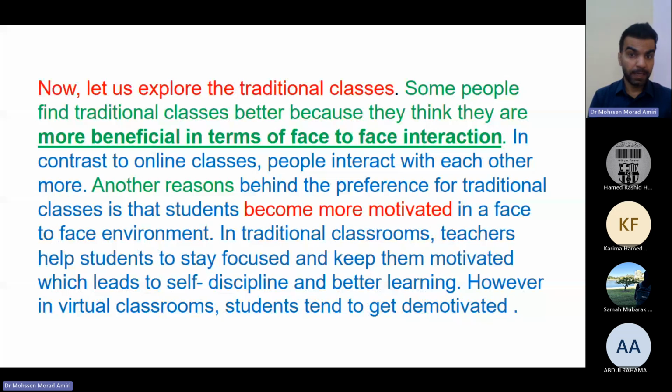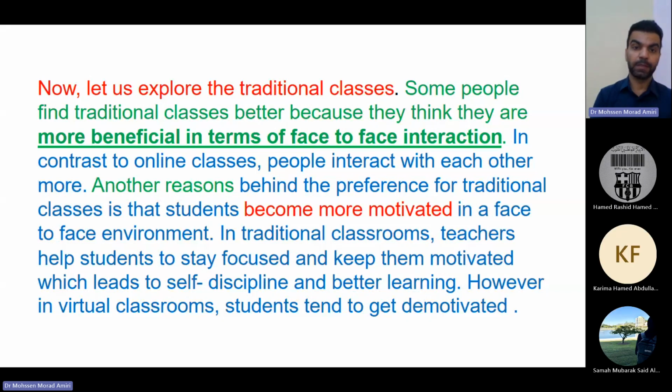But in traditional classes, no. You can interact, communicate with teachers, with your students. You can stand and give presentations in front of teachers, in front of students. You can make fun. You can do a lot of things. So this is, for example, the reasons for traditional classes.